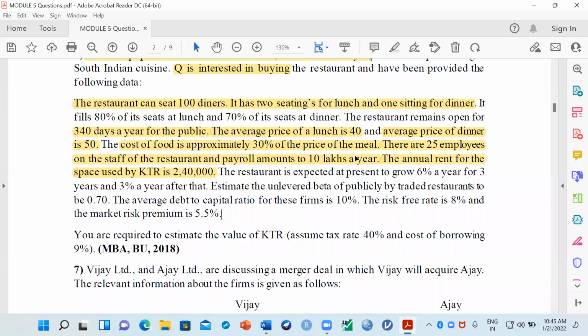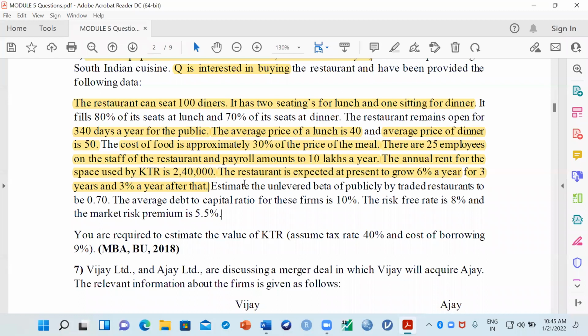The restaurant is expected to grow 6% a year. I need this information also. The restaurant is expected to grow 6% a year for 3 years. For how many years? It will grow at a rate of 6% for 3 years, and thereafter it will grow at 3%. After 3 years it will grow at 3%, but for the first 3 years it is growing at 6%. That was the information they gave.